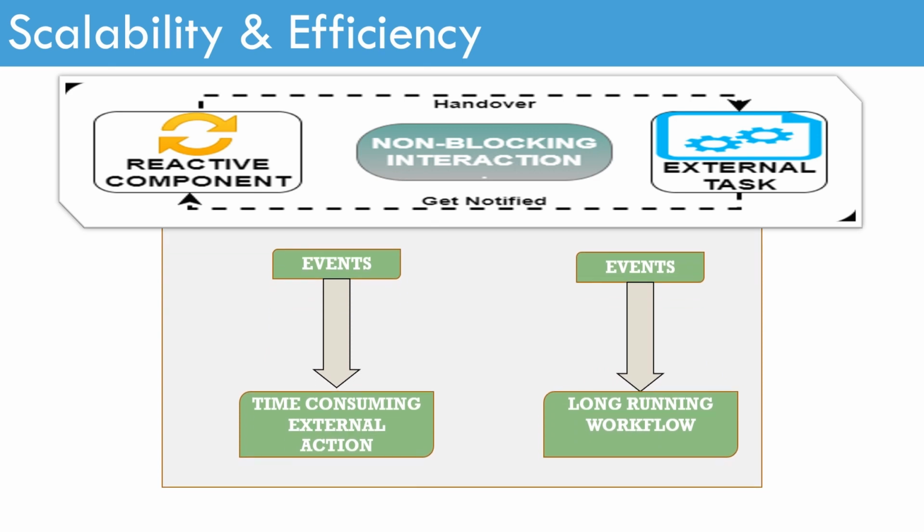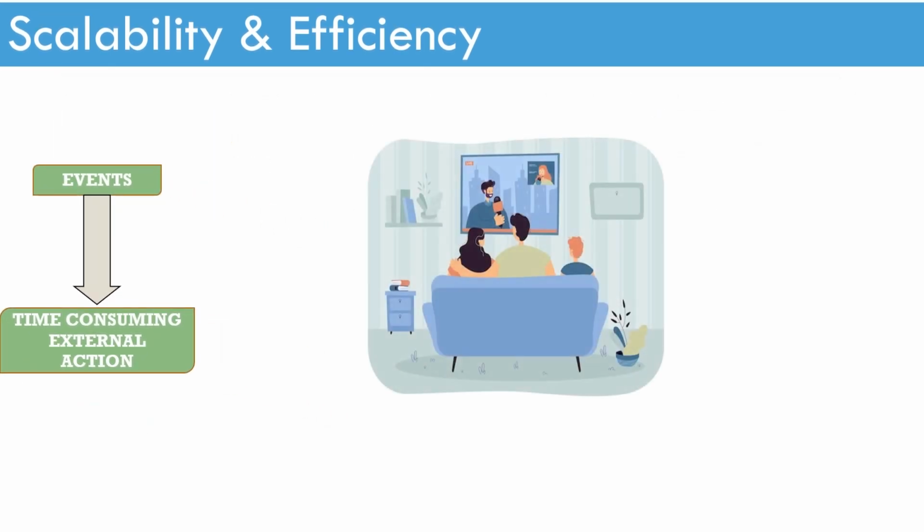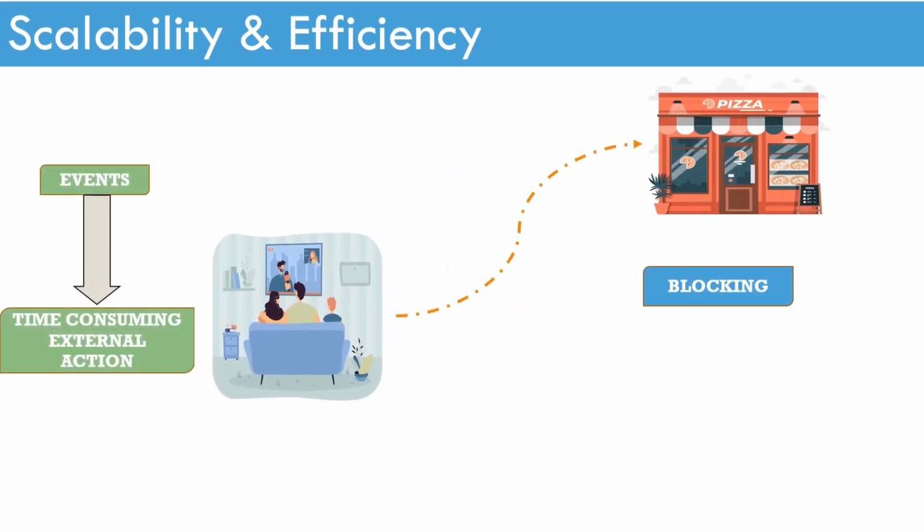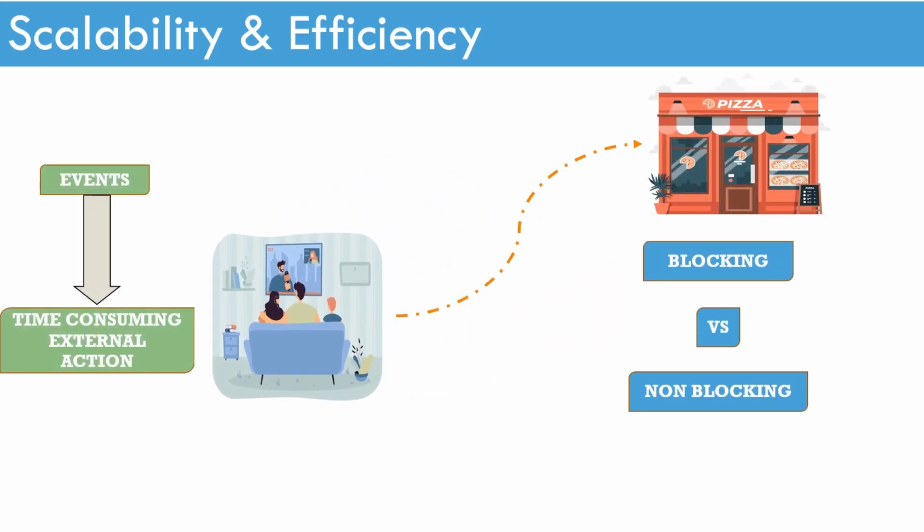But how about the time-consuming external actions or even the long-running external workflows? How are they made non-blocking? Let's try to understand it with a simple example from our day-to-day life. Let's say you are at home enjoying a movie with your family. Suddenly you decide to have a pizza party, getting it from a nearby restaurant. Now you are dependent on an external system, the restaurant, to complete some task. Here there are two options. 1. You yourself can go to the restaurant, wait there and come back with the pizza, or 2. Place an order so that the pizza can be delivered to you.